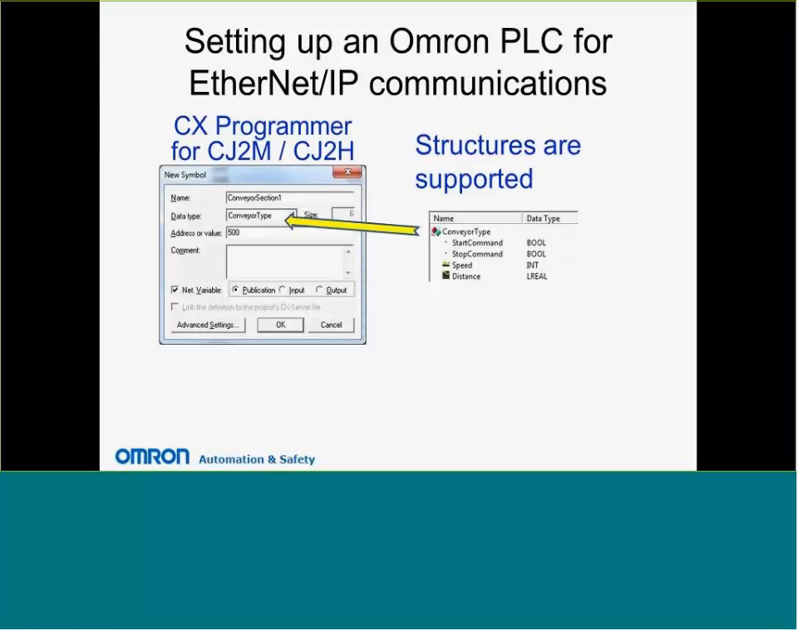We also support user-defined data types, or what we call structures. So if you have a structure in your CJ2M or CJ2H PLC, we can communicate to the different members of the structure from Web Studio. Again, it does have to be a network variable.